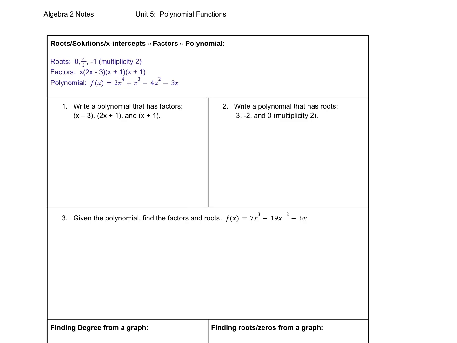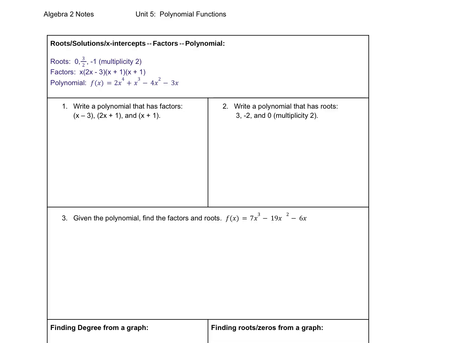All right, today we're going to finish up a last little lesson here in Unit 5 and take a look at our characteristics of polynomial functions on the graphs, and then also just talking about how these roots, solutions, or zeros are related to factors, which are related to the polynomial function itself.